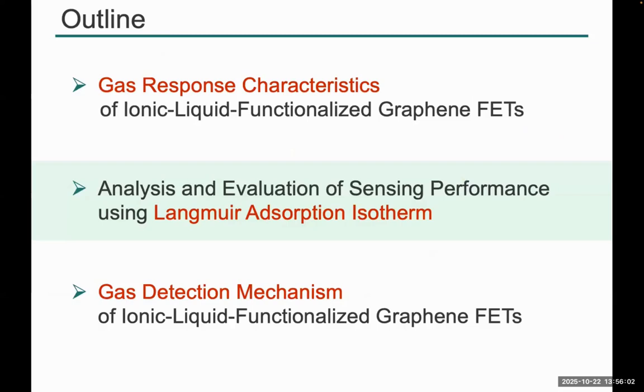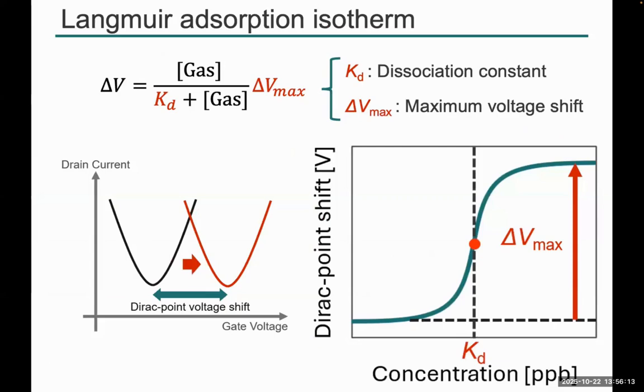Next, analysis and evaluation of the sensing performance of ionic-liquid-functionalized graphene devices using the Langmuir adsorption isotherm, and here is the Langmuir adsorption isotherm, like here. There are two important parameters in this equation. First is the dissociation constant K_D, and also the maximum voltage shift delta V max. Here is the plot of the Dirac-point shift versus gas concentration. Here is the K_D dissociation constant, and the delta V max is from here to here.